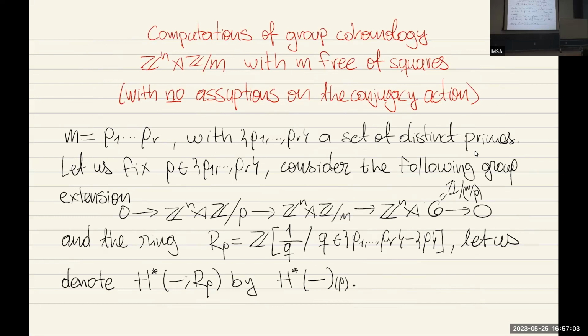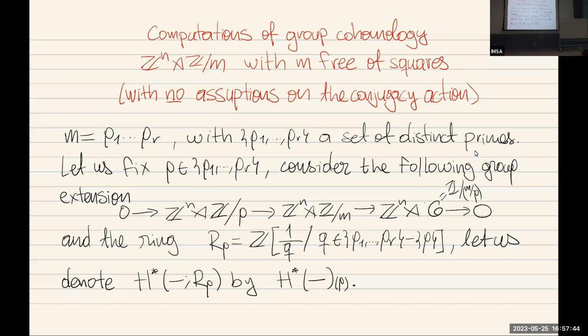So now I will describe how to compute the group cohomology in the general case with no assumptions on the conjugacy action, in the case where M is free of squares. What is the idea? The idea is that we take M, decompose it as a product of distinct primes. Let us fix one prime number and consider the following group extension.